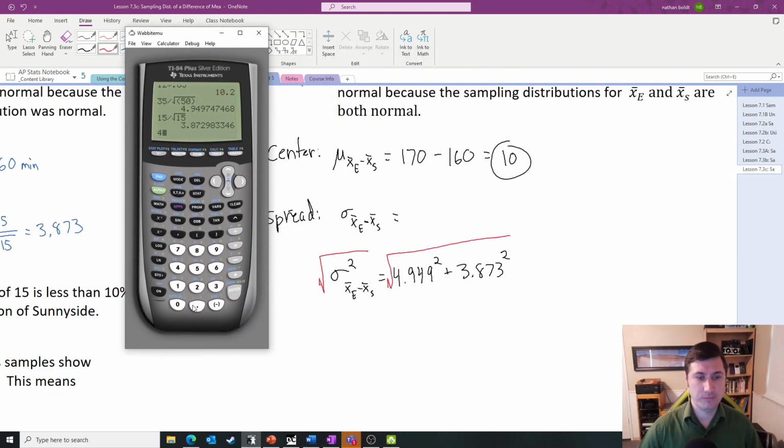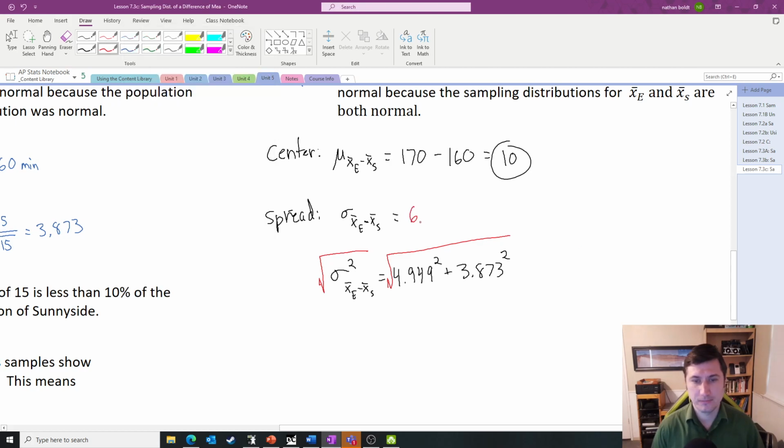So 4.94 squared plus 3.873 squared, and then we square root that answer. 6.28. All right, I'm hoping that process makes some sense. You can add the variances of the two distributions and then go back to the standard deviation.